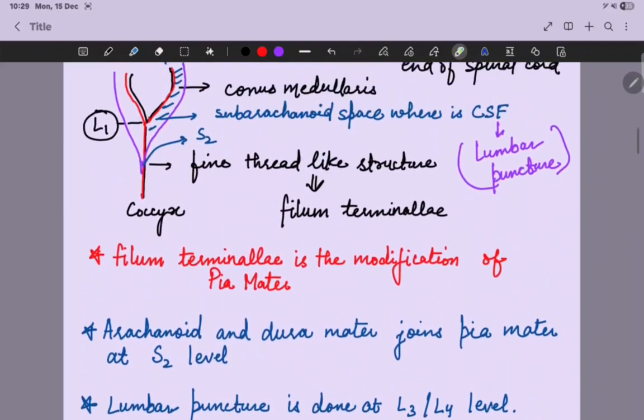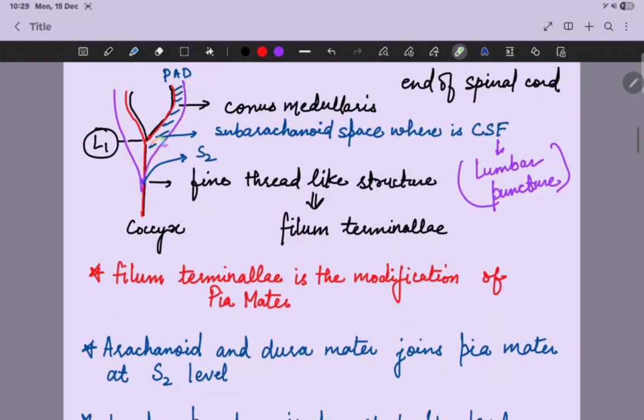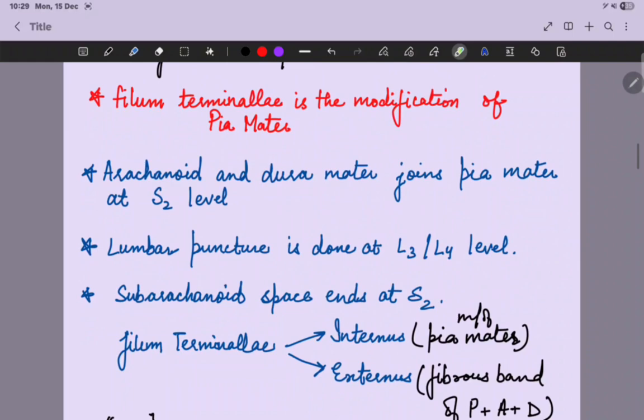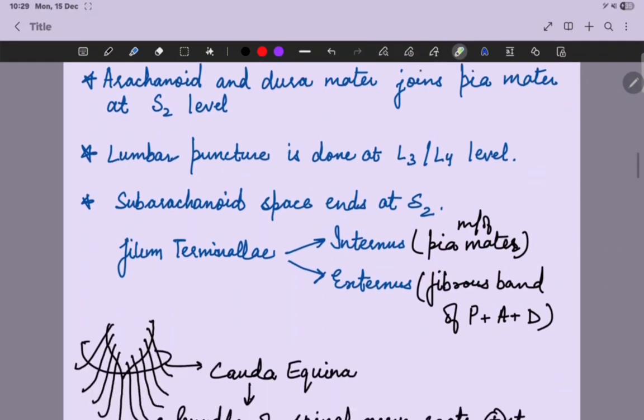The subarachnoid space will end at the S2 level. We can see here that this subarachnoid space goes till this point, and this is the level of S2. The arachnoid and dura mater will join the pia mater at the S2 level, and the subarachnoid space will also end at the S2 level.